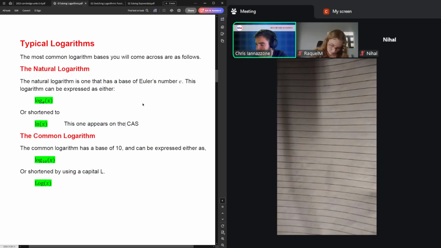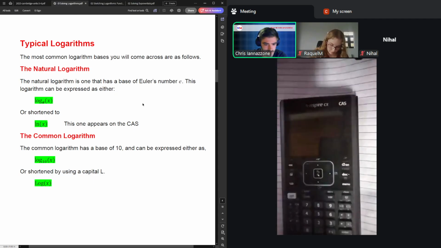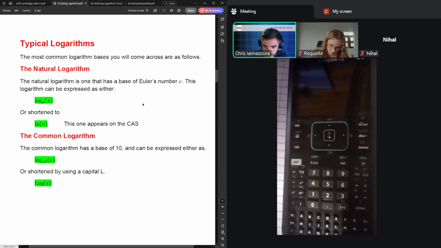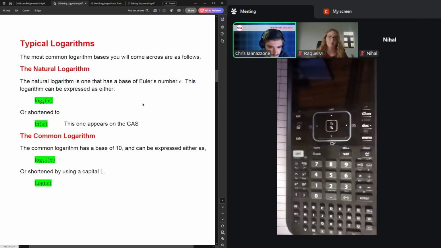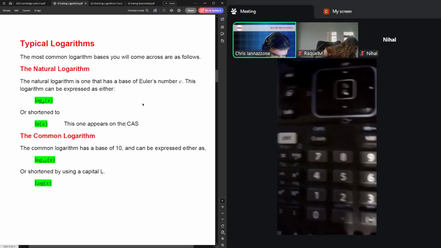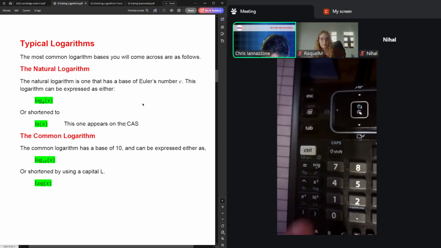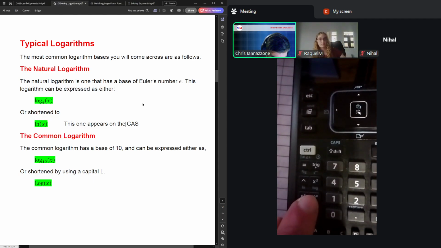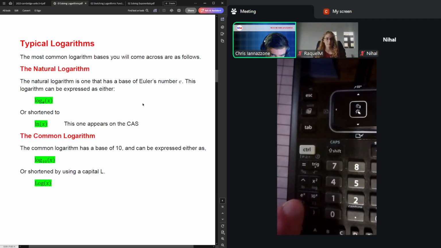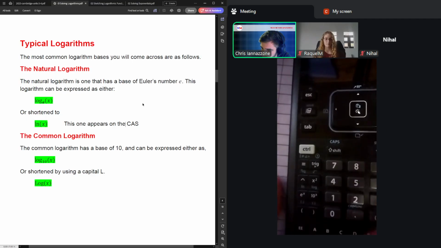This is what you'll see on your CAS. So I've got both of them here actually. So we'll start with looking at TI Inspire. If you want to hop over to the other camera, what you'll see somewhere on, if you're TI Inspire, will be you've got the log and you've got the ln. And what you'll notice is that the ln is the secondary function of the e to the power of x. That's once again highlighting the relationship between the fact that that's a logarithm with a base of e.